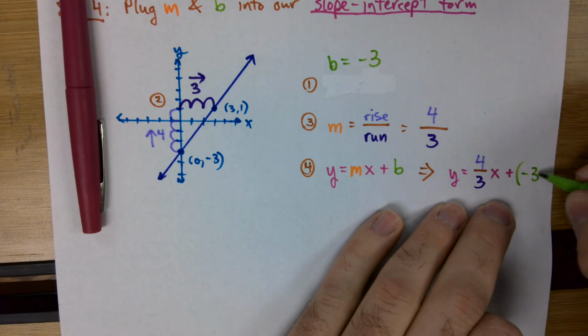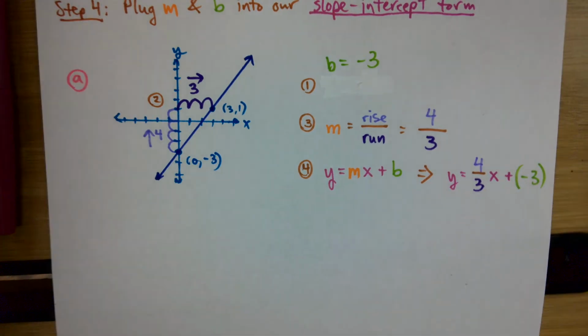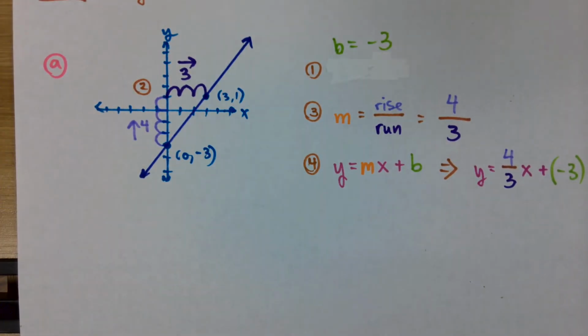So let's plug in our b value, -3, and we'll put it in parentheses just to keep that negative sign attached to it. We don't want to get confused or anything like that.